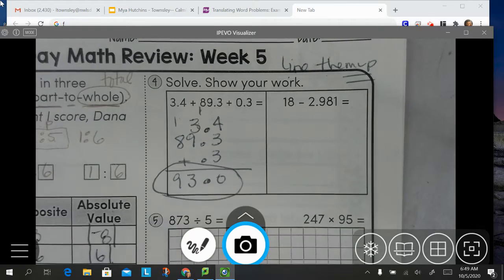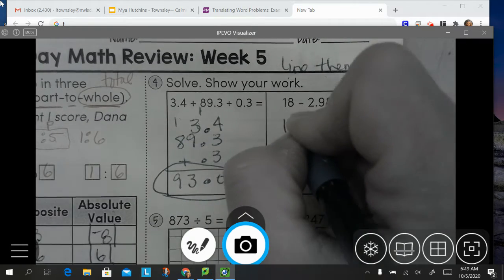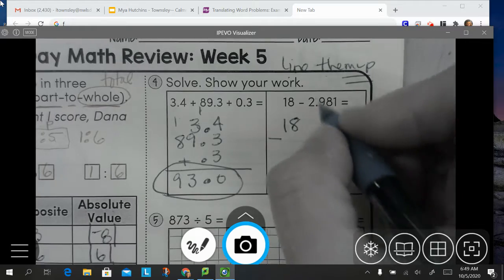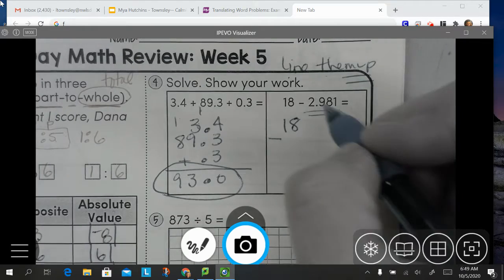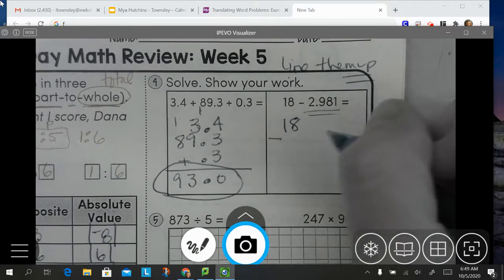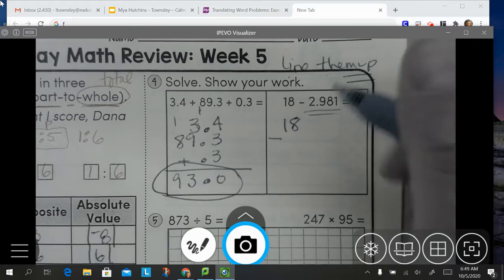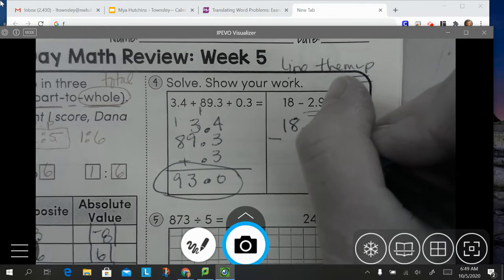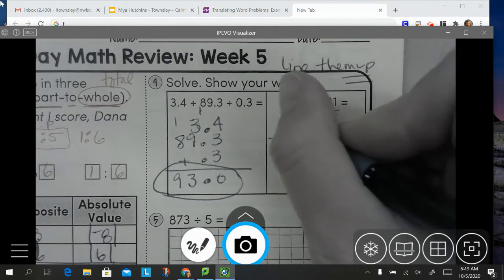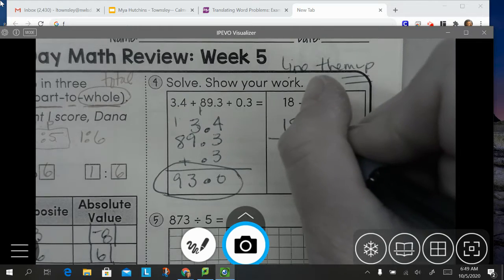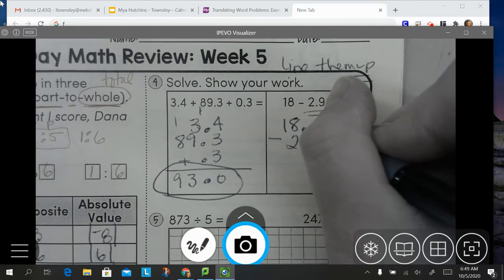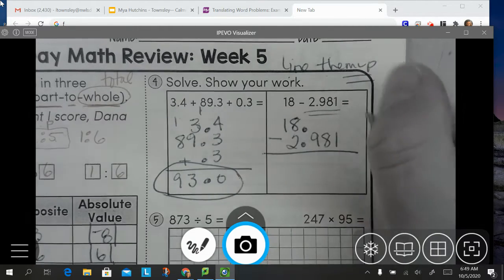Okay. All right, the next one is 18 minus... see, this is really important because now you have this decimal here. And a lot of kids will just put it wherever. But remember, when you have a whole number, the decimal goes right after it. And then you just go ahead and write in your number and subtract.